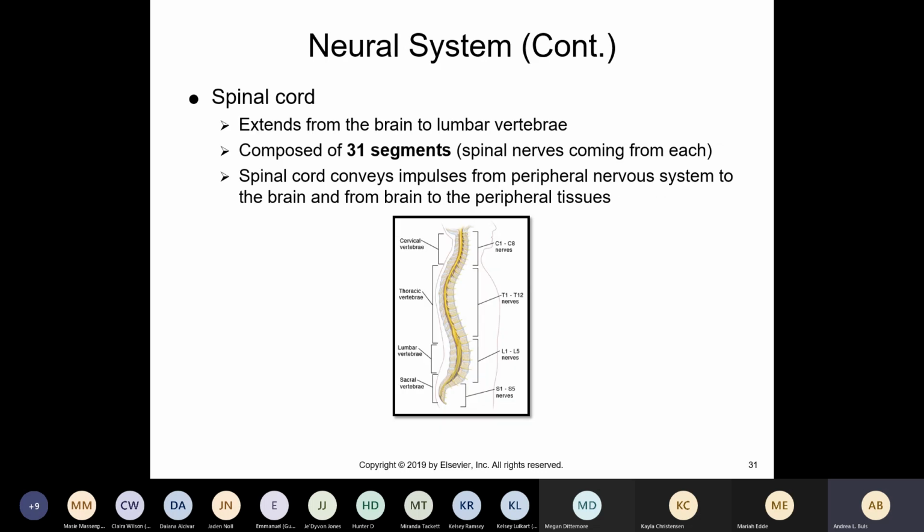The spinal cord extends from our brain all the way down to our lumbar vertebrae. There's 31 segments, and in every segment there are spinal nerves that come out of those segments. The spinal cord conveys impulses from the peripheral nervous system to the brain. So all those nerves that go out of the spinal cord receive messages from outside or the periphery, and they send those impulses to the brain.